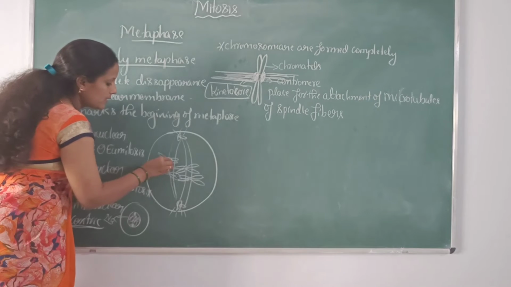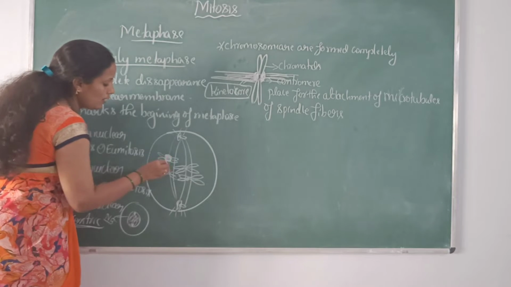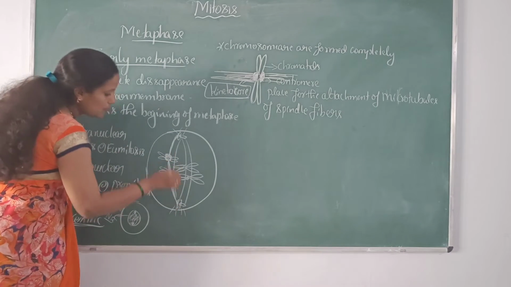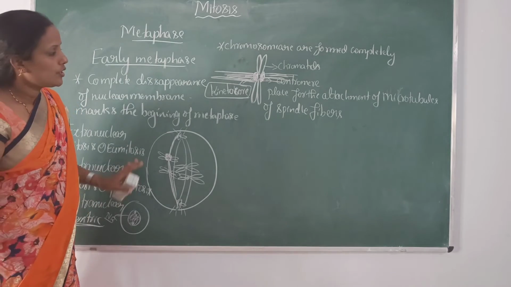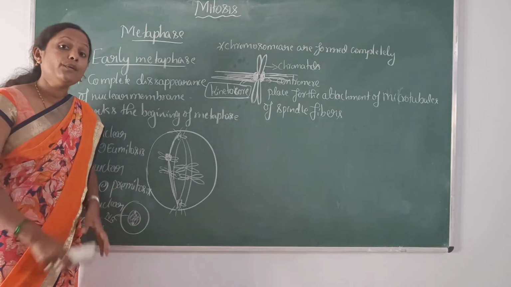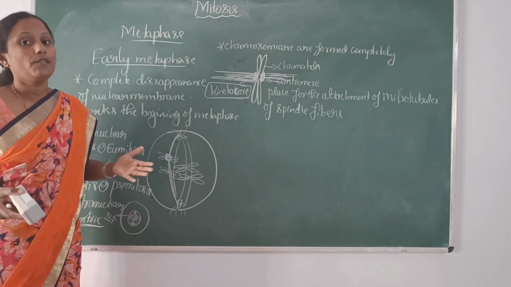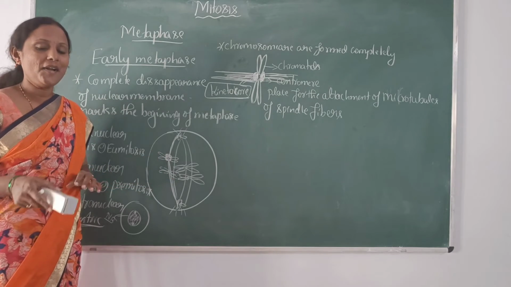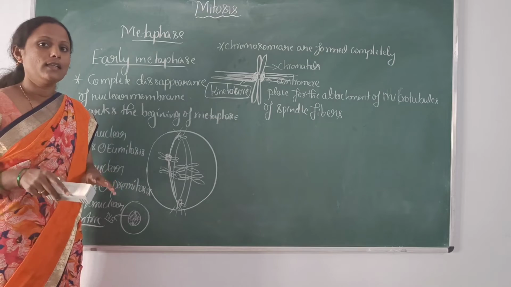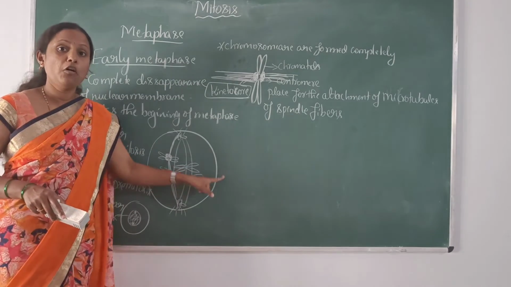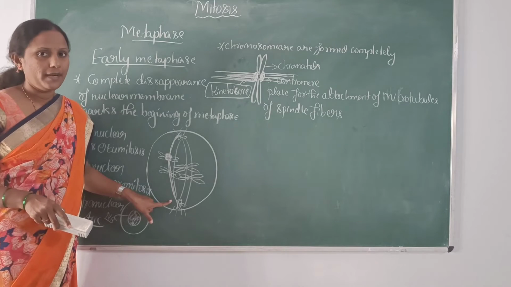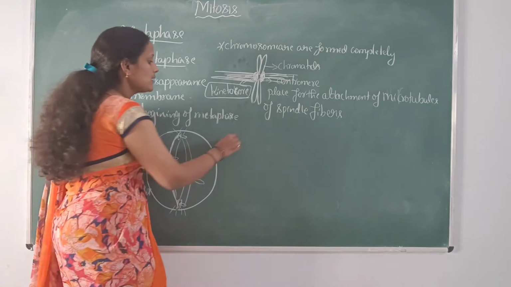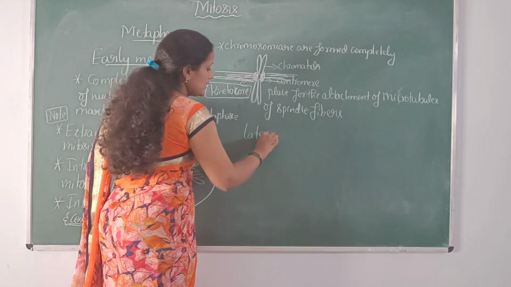So say for example, here is a centromere and here is a kinetochore. And from here, there is attachment of one spindle fiber, and from here, there is attachment of another spindle fiber. So this is the structure we can see here. Due to the contraction and relaxation action of spindle fibers, all of the chromosomes get arranged at the center of a cell, or we can say the center of a mitotic apparatus. Hence, there is a formation of the metaphase plate. So that we can study in the late metaphase.